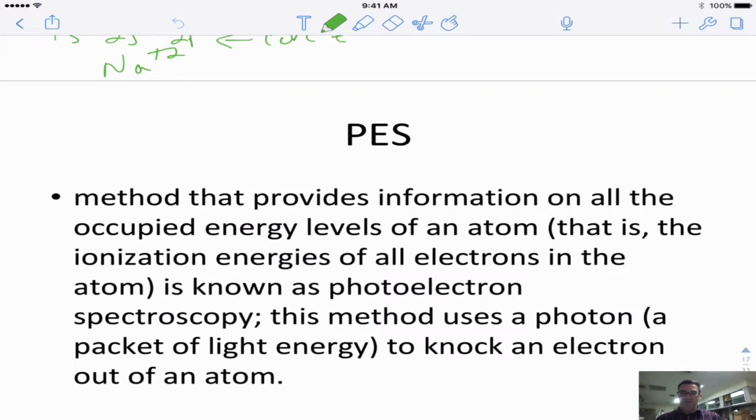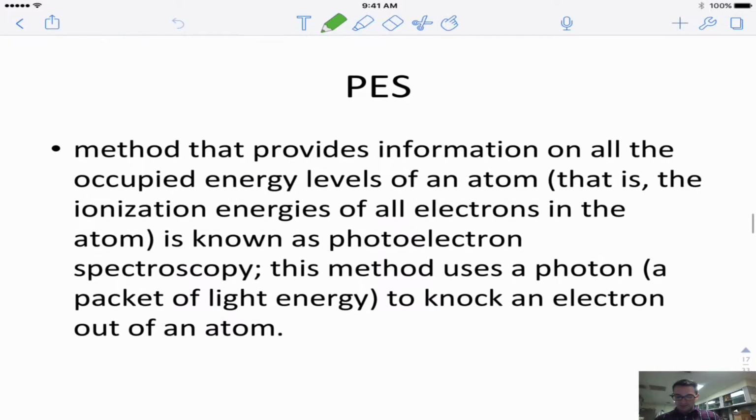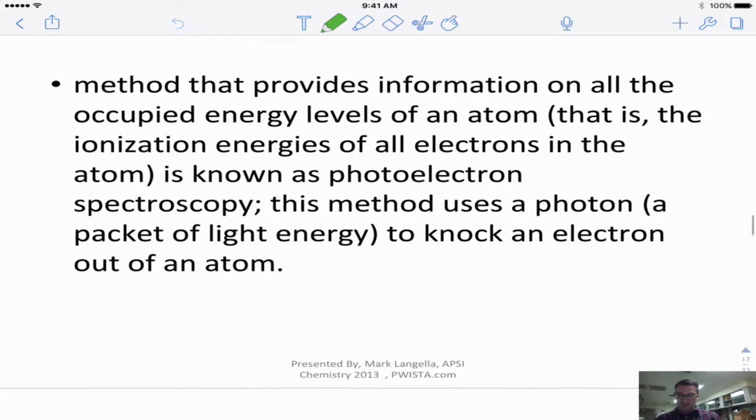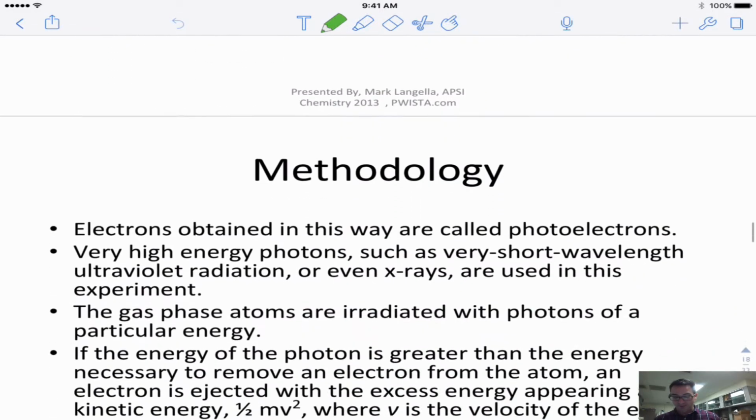Welcome everybody. So today I'm going to talk to you about PES, which is also known as Photoelectron Spectroscopy. The purpose of this technique is to determine the ionization energy of all of the electrons in a given atom. Basically, we're using photons of high energy to bombard an atom or a series of atoms and remove basically all of their electrons.